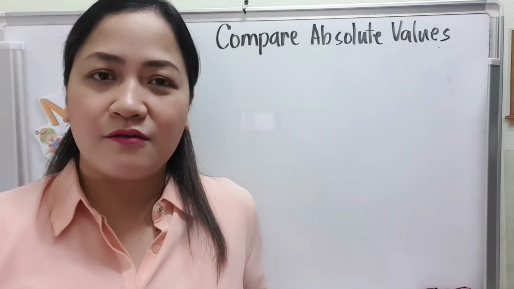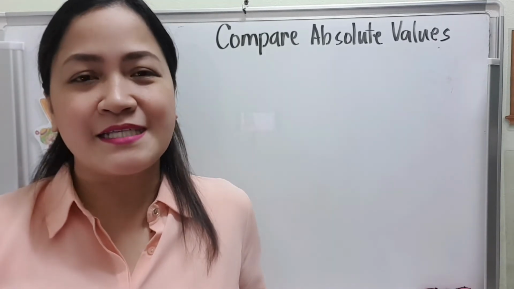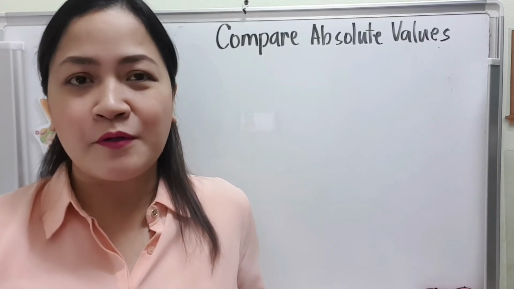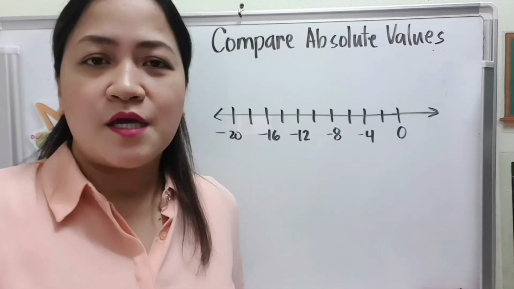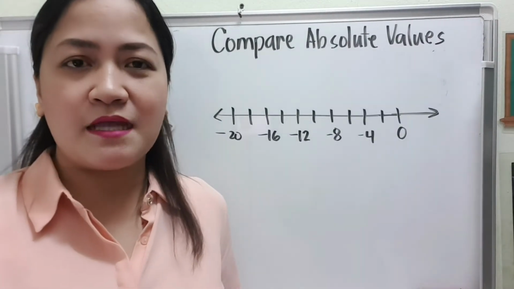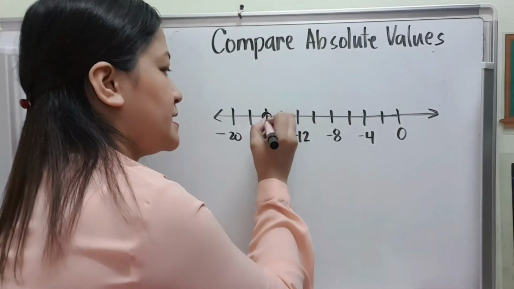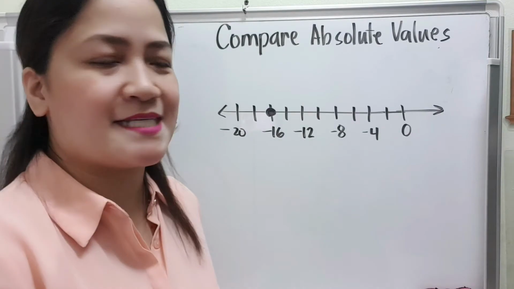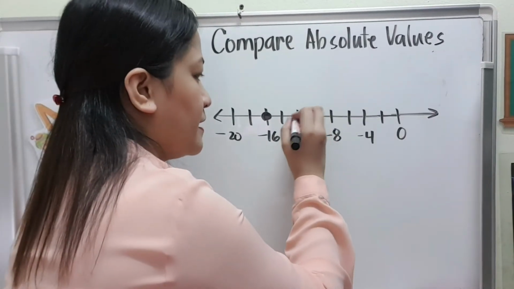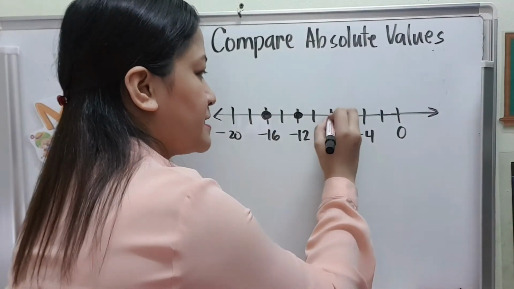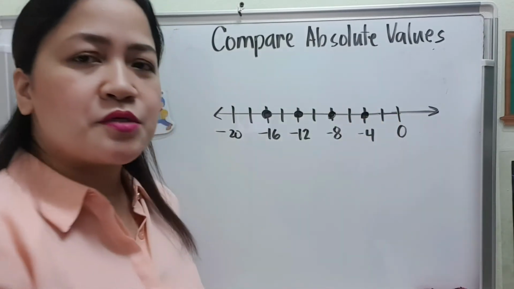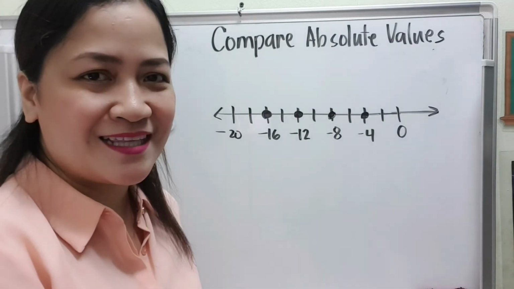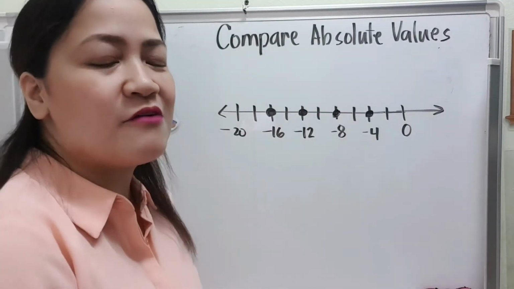Cole has an online account for buying video games. His account balance has always been greater than negative $16. Use absolute value to describe Cole's account balance as a debt. First, let us graph negative 16 in our number line. So negative 16 is here. And then list 3 account balances that are greater than negative 16. So suppose we have negative 12, negative 8, and negative 4. So what have you noticed with those account balances that are greater than negative 16? Okay, they are to the right of negative 16.